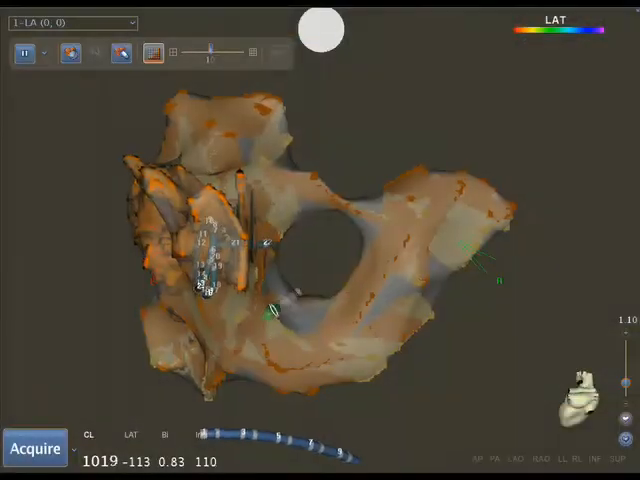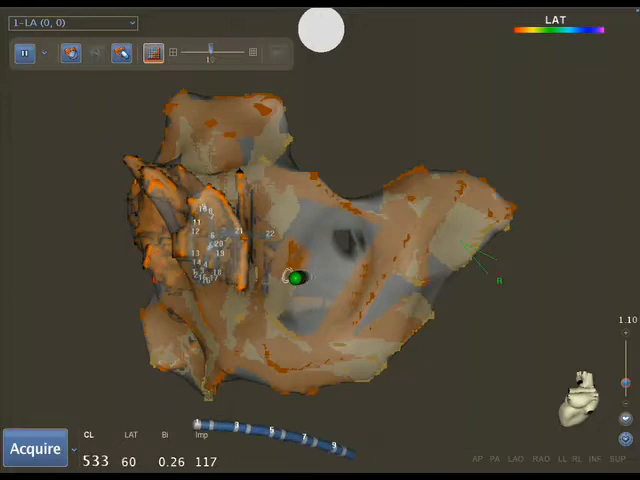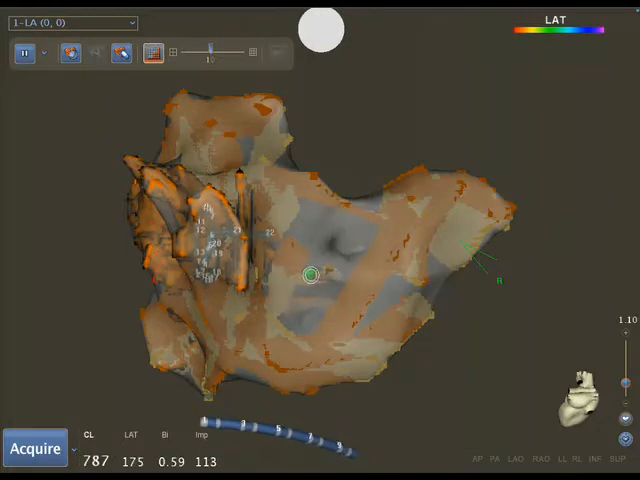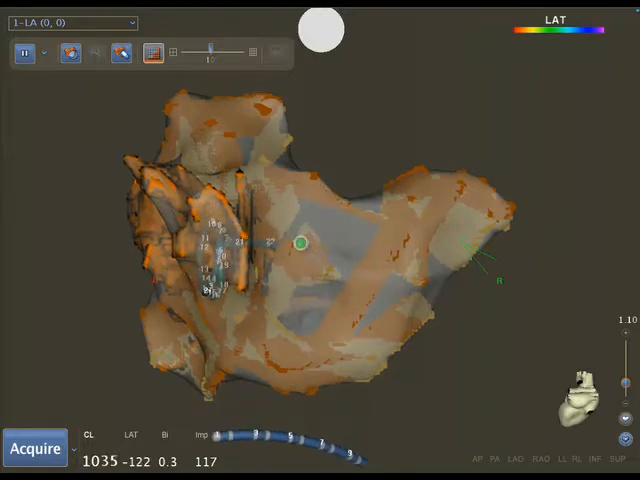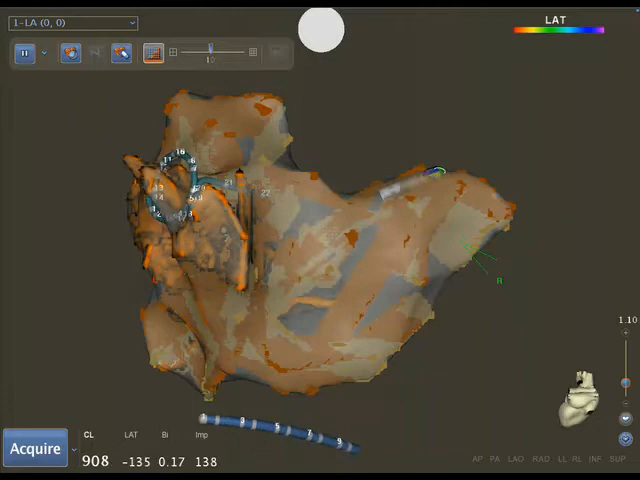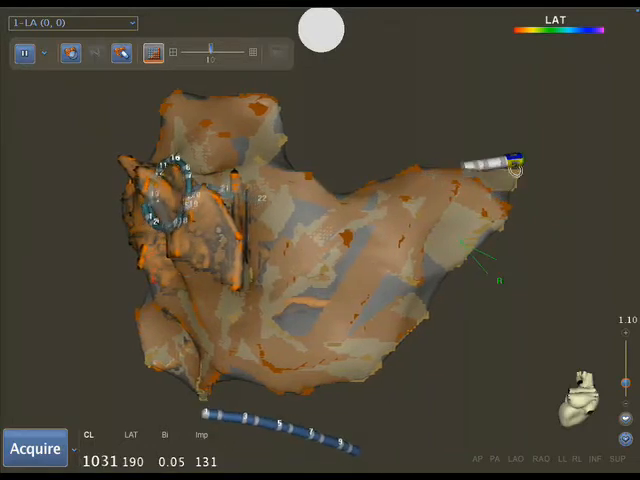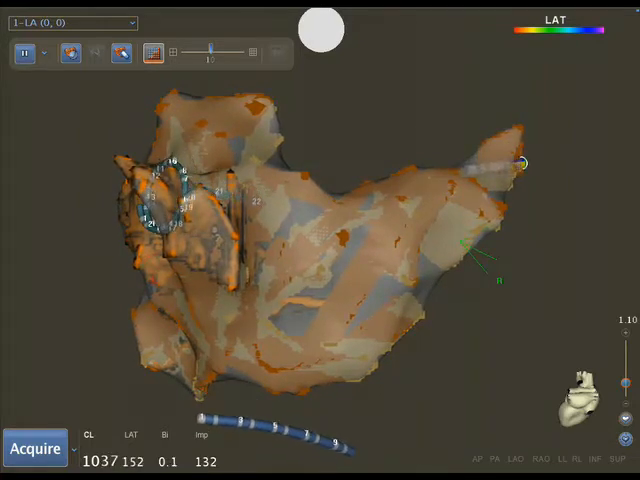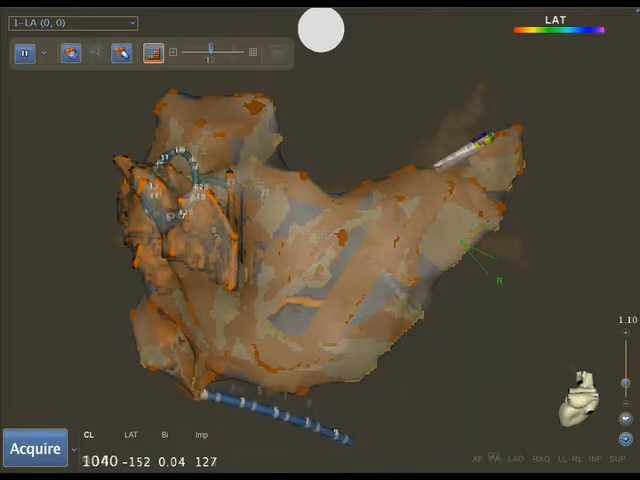The ablation catheter is then maneuvered around the left atrium to make a 3-dimensional anatomic map of the chamber. The orange marks where the catheter actually was in space, and the gray is an approximation of the left atrial surface. Care is taken to delineate each of the pulmonary veins, specifically noting any early branches and the location of the ostia. Here, the ablation catheter is maneuvered into the right superior pulmonary vein.